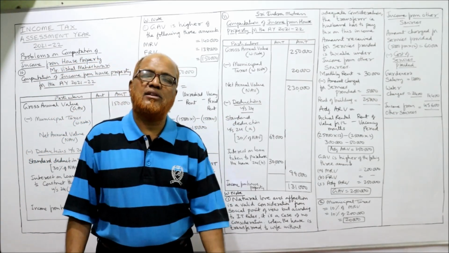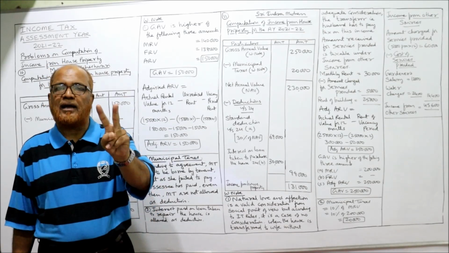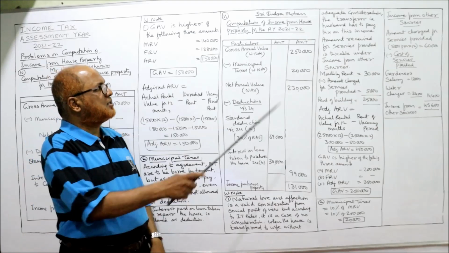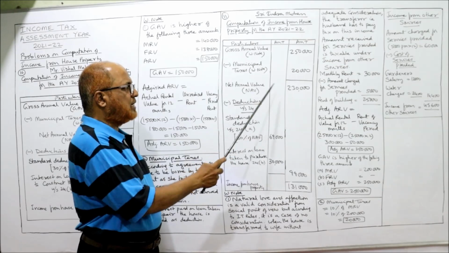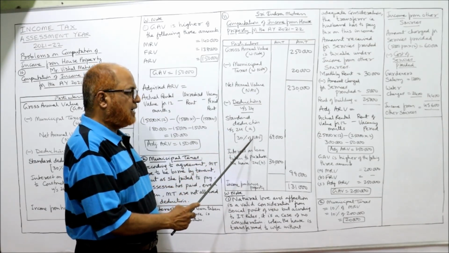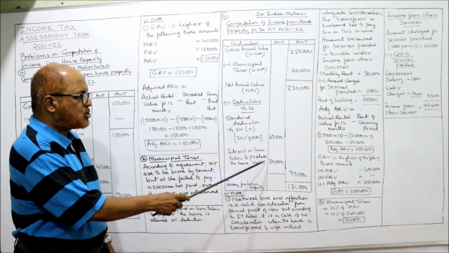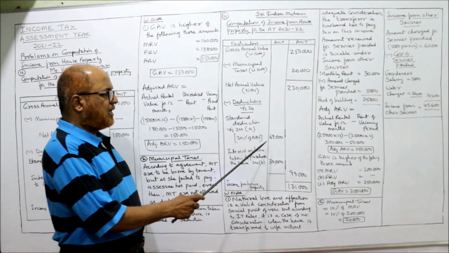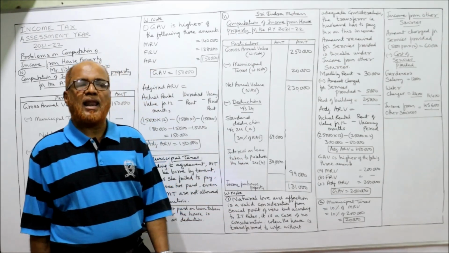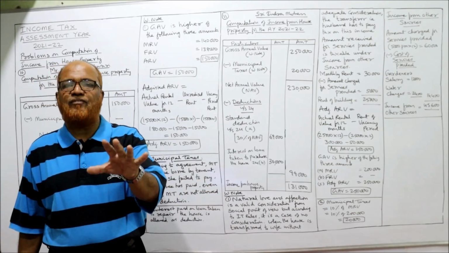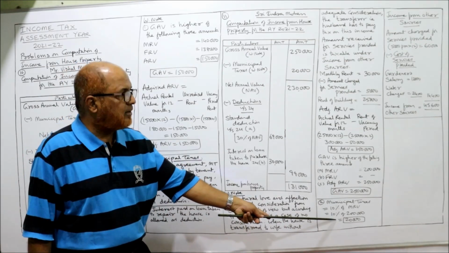Municipal taxes are given in the problem as 10% of MRV. MRV is 2 lakh, so 2 lakh into 10%, 20,000. Deduct: 2 lakh 30,000 is the NAV. 30% is the standard deduction. 30% of 2 lakh 30,000 is 69,000. Interest on loan taken to construct the house, 30,000. Take 69 plus 30, 99,000. Deduct: 230 minus 99, 1,31,000 is the income from house property. That's it. The municipal taxes are 10% of MRV, 2 lakh.